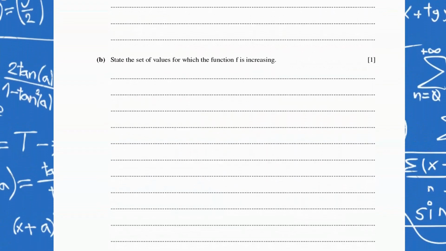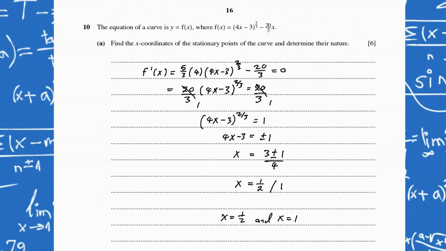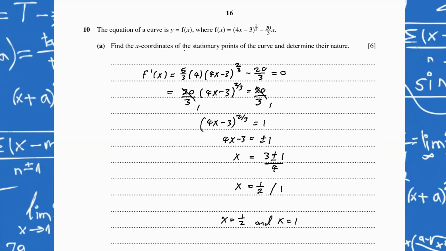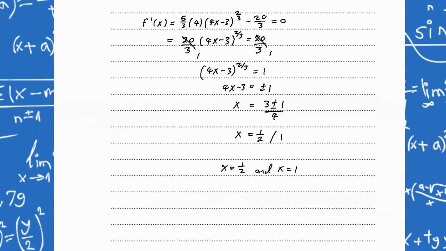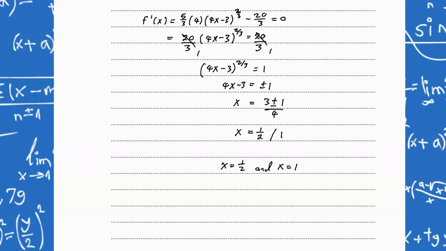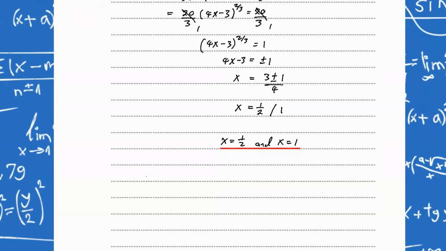It says on part B, actually still on part A, they say that we should also determine the nature. So we'll do the second derivative to determine the nature. Right, let me just underline the answers we had obtained right here. So let's go on to finding the nature. For the nature of the stationary points, we'll do the second derivative.